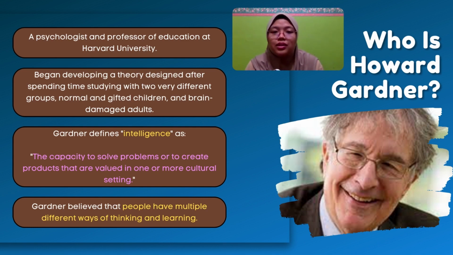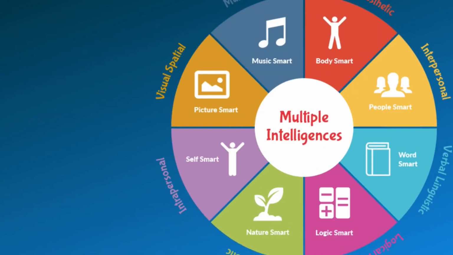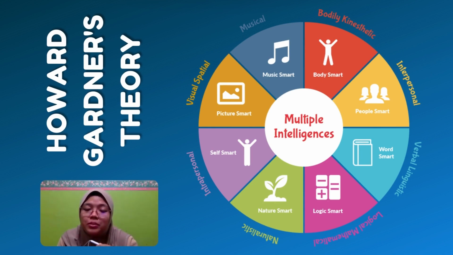Based on his study, he believed that people have multiple different ways of thinking and learning. Thus, he introduced eight multiple intelligences in his theory. These are the eight multiple intelligences of Howard Gardner's theory: first, bodily kinesthetic, interpersonal, verbal linguistic, logical mathematical, naturalistic, intrapersonal, visual spatial, and musical. Now we go through one by one.